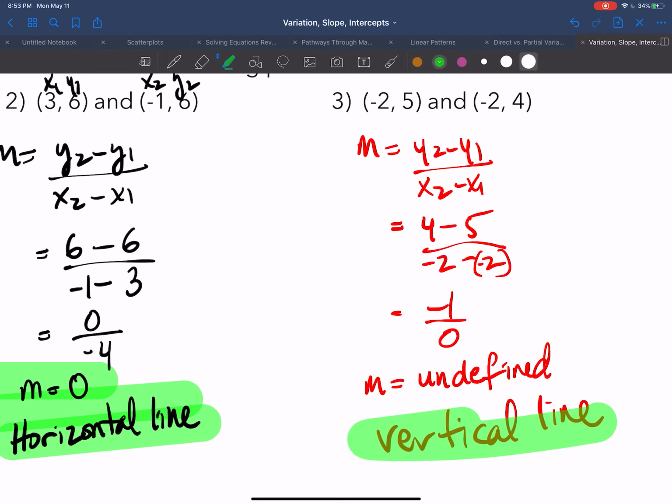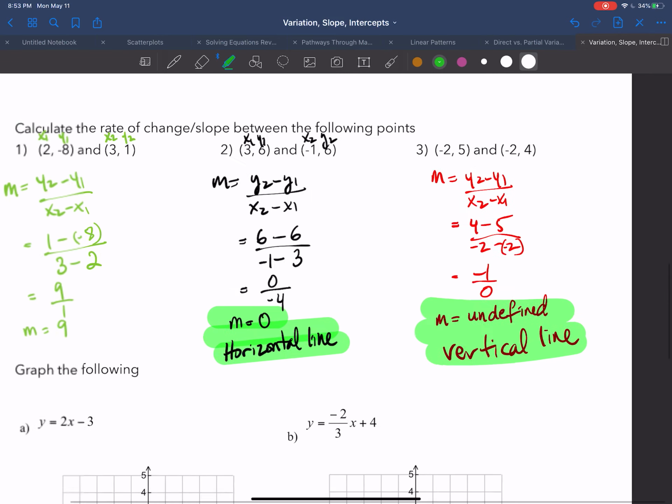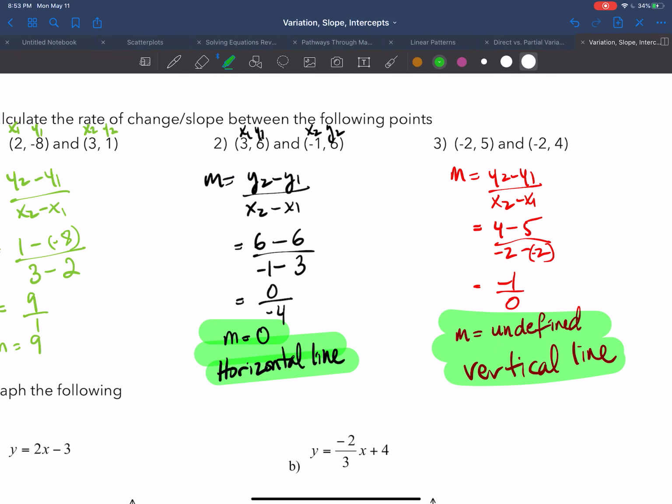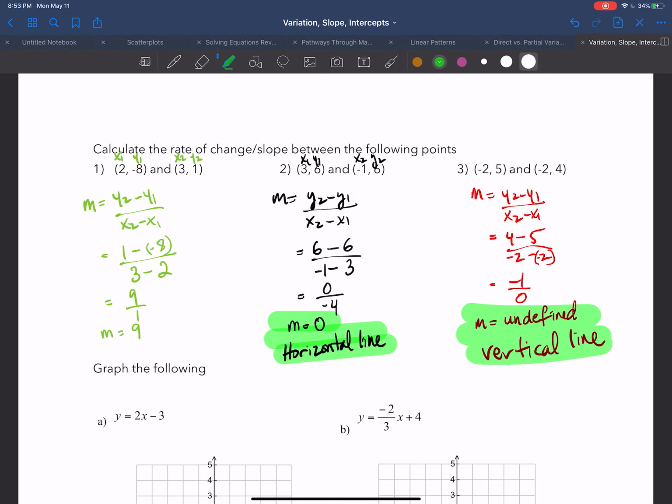So anytime we have an undefined slope, that means it's a vertical line. Or the other way around. If you have a vertical line, you know the slope is undefined. Okay.